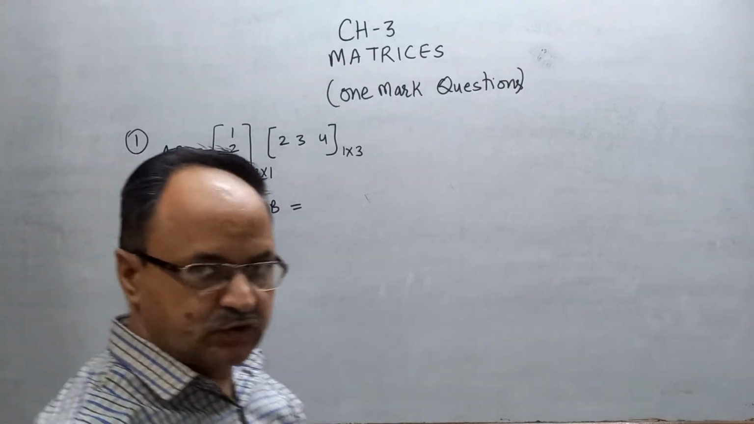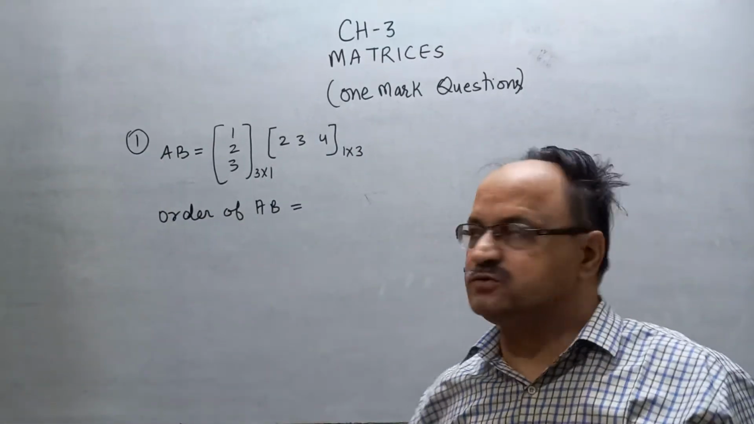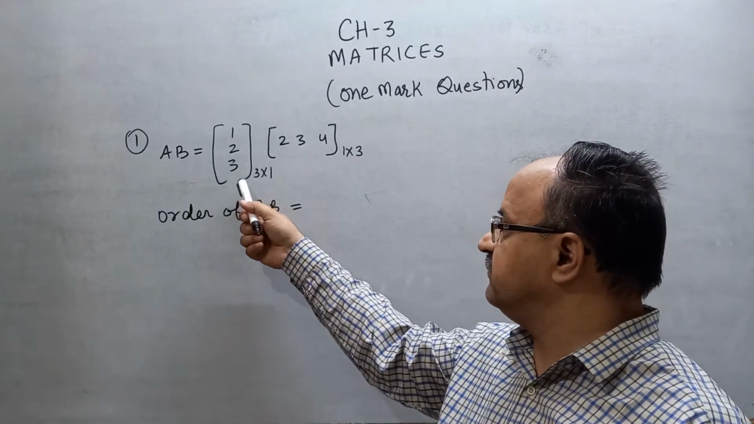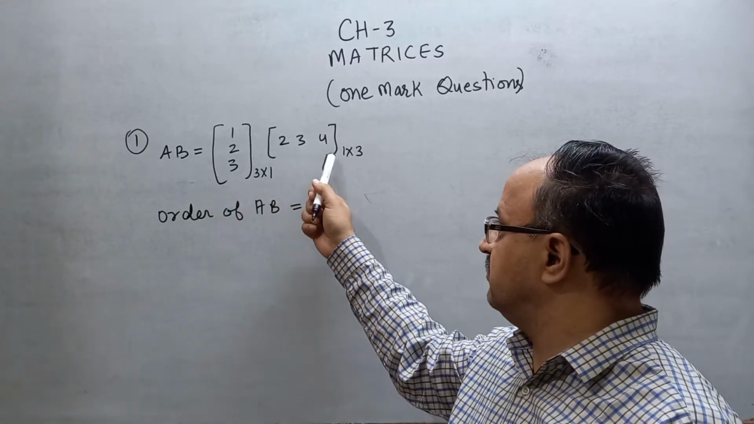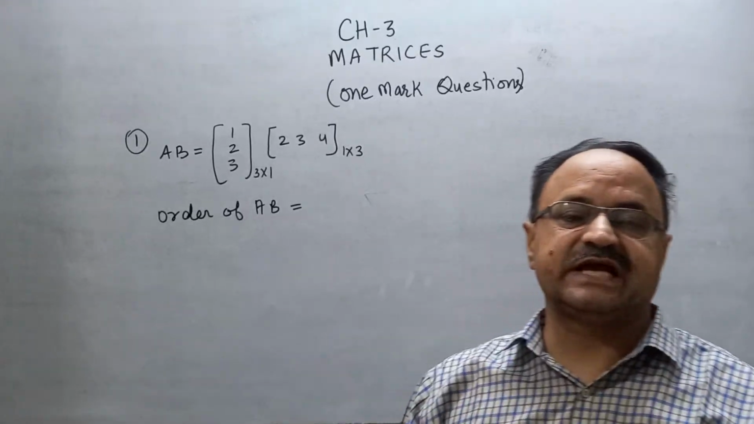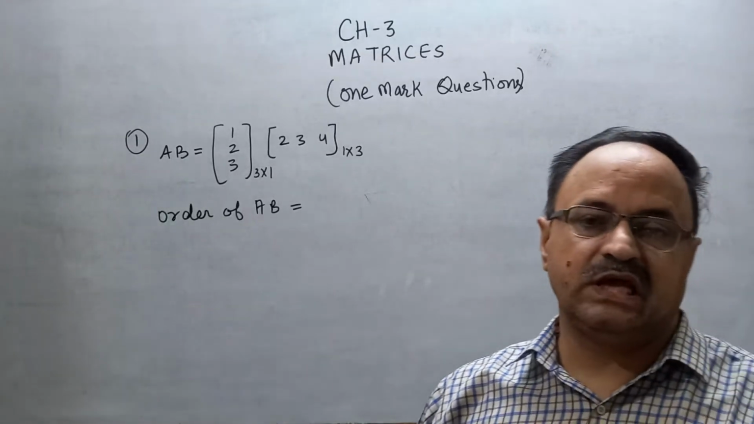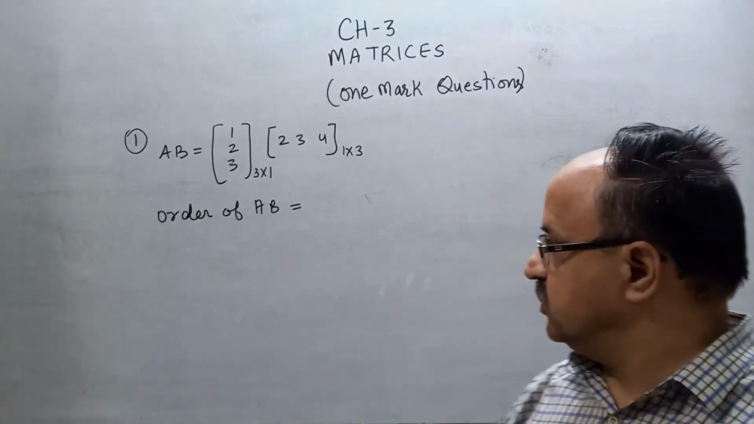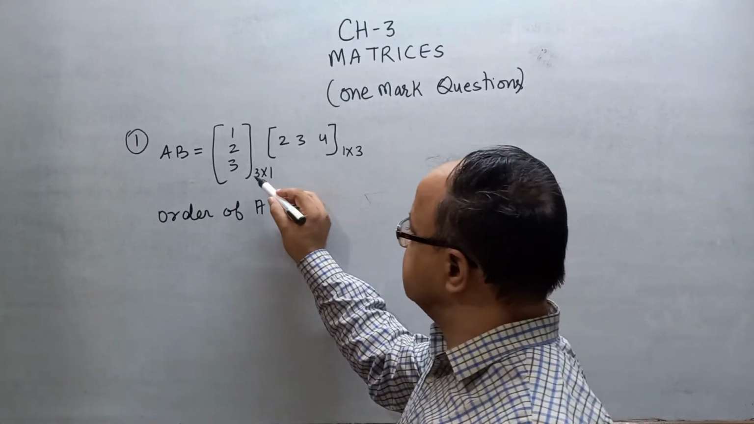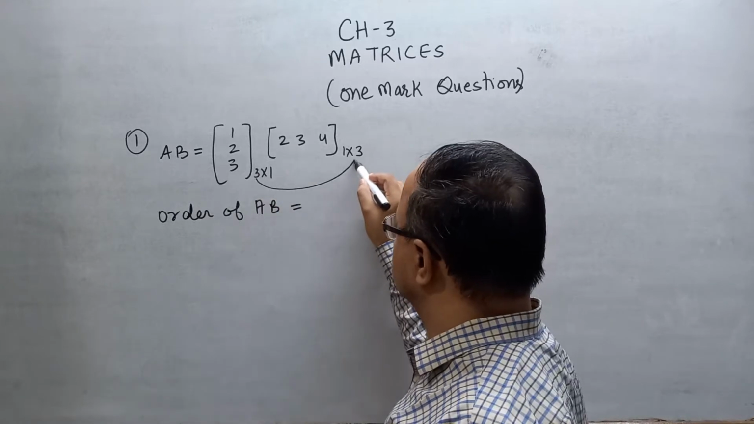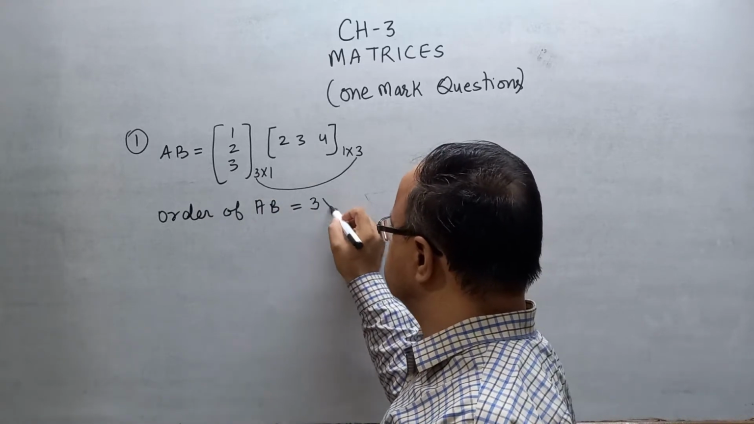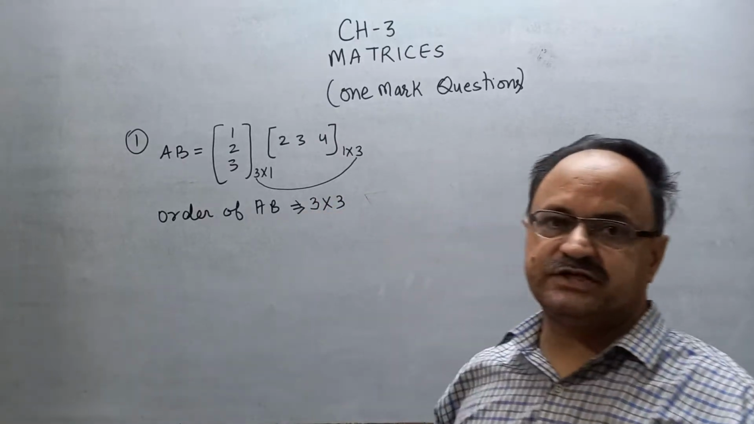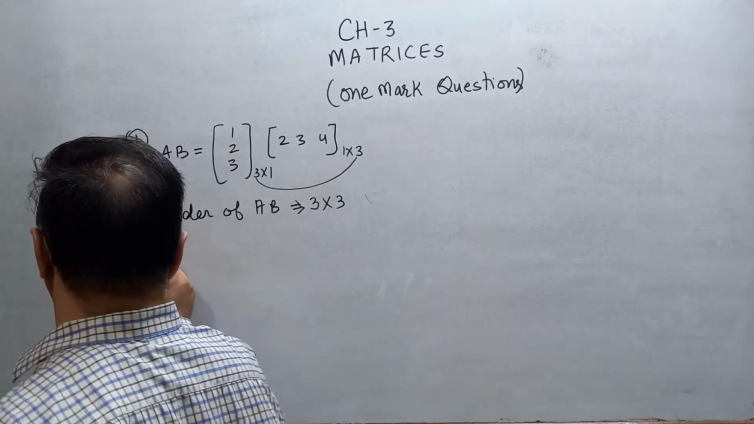matrix multiplication is possible because the number of columns of the first matrix and the number of rows of the second matrix are equal. It means matrix multiplication is possible. So therefore the order of this matrix is 3 into 3. The order of the matrix is 3 into 3. First question.